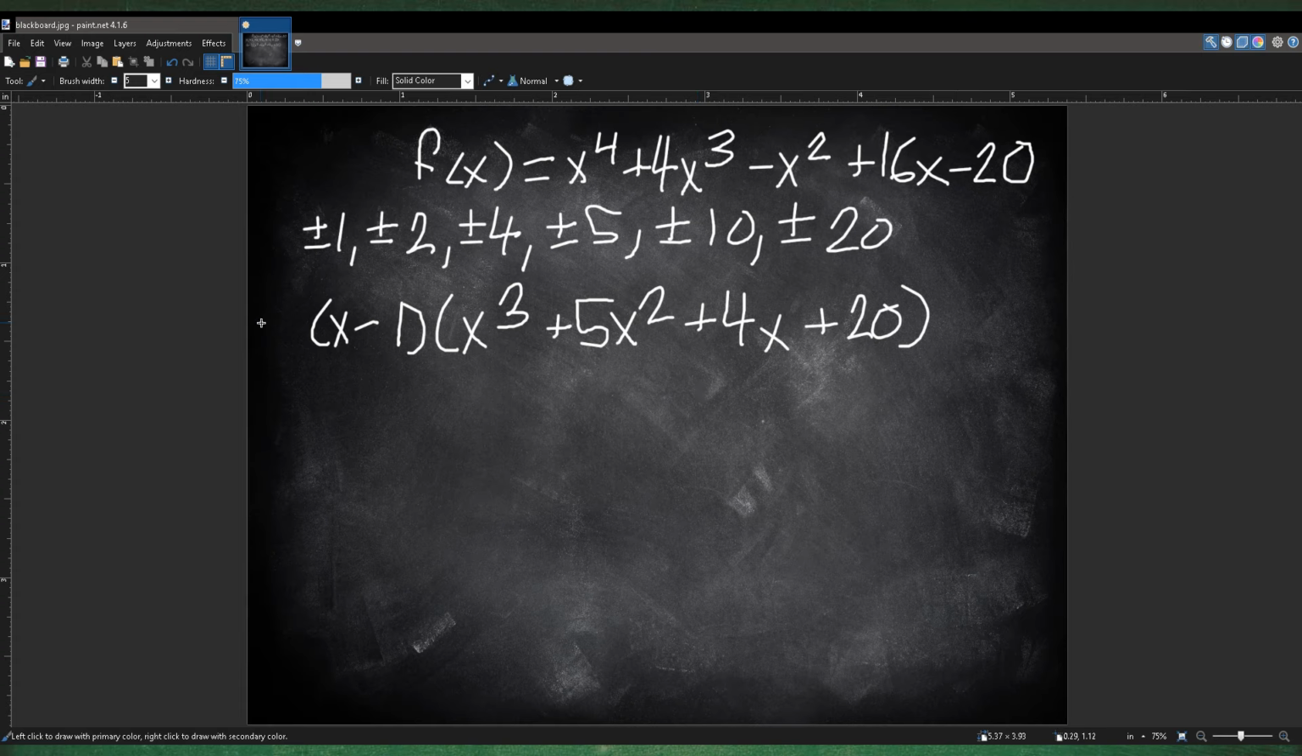So, let's write x minus 1 first. And now we have x minus 5. X is negative 5, so this is x plus 5. So this one's x squared, because that makes x cubed. So that's 5x squared. We got that out, so we're not going to use an x on the next one.